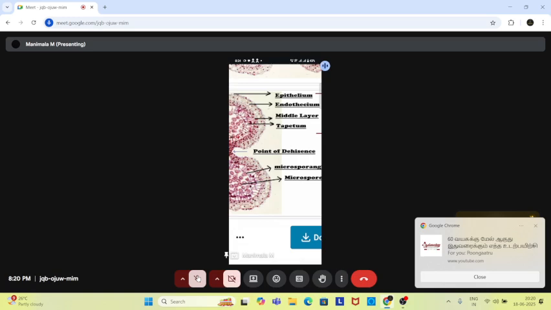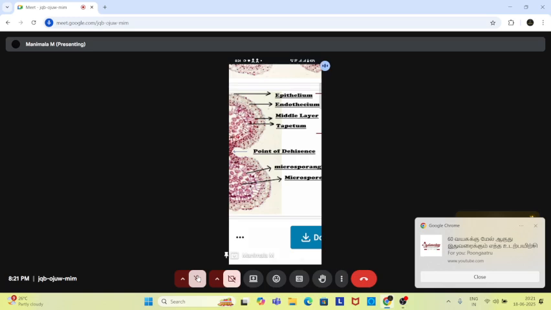It is able to dehisce and release the pollen from the pollen sac. So this is the main function of the epidermis. The epidermis is the outermost layer of the anther. It is a single layer. The main function is protection, and it has a stomium. Small pores are present in the wall, which are called the stomium. With the help of the stomium only, it is able to dehisce, and it will release the pollen grains. So this is about the epidermis.